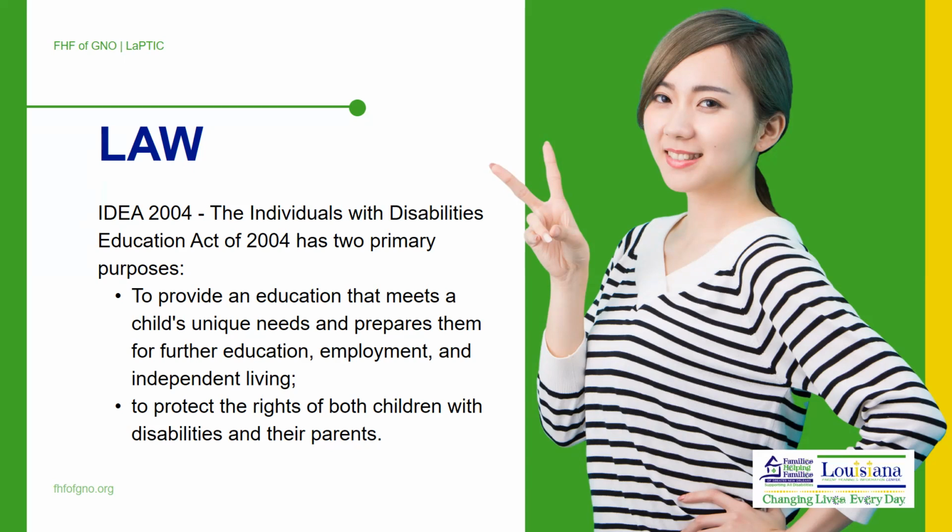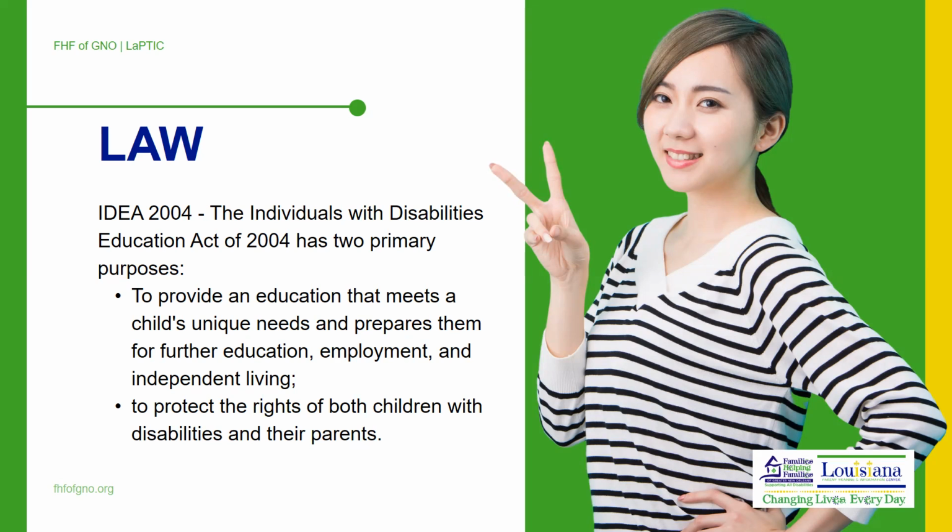Now, IDEA is broken down into four parts, A, B, C, and D. They keep it simple. The parts most parents are interested in are parts B and C. Part B is specific to children from 3 to 21, or pre-K through 12, basically. And Part C is specific to babies from birth to their third birthday, which is early intervention, or in Louisiana, Early Steps. And this webinar is specific to Part B services. Our Family Support and Family Center does provide webinars, though, on Part C as well.